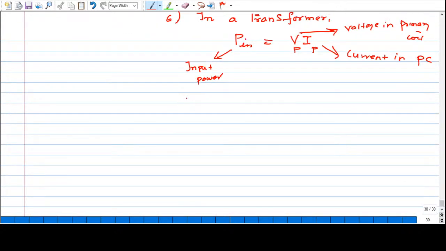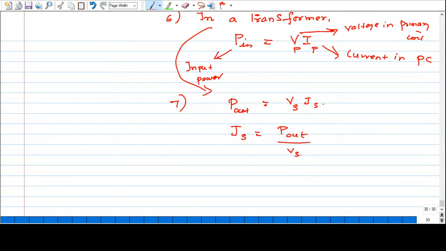And formula number 7. Similarly, in a transformer, P out will be equal to Vs into Is. If you want Is from this, I can also write output power divided by Vs. Please note down this.